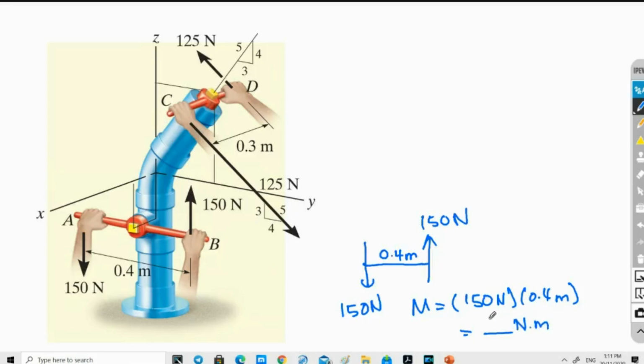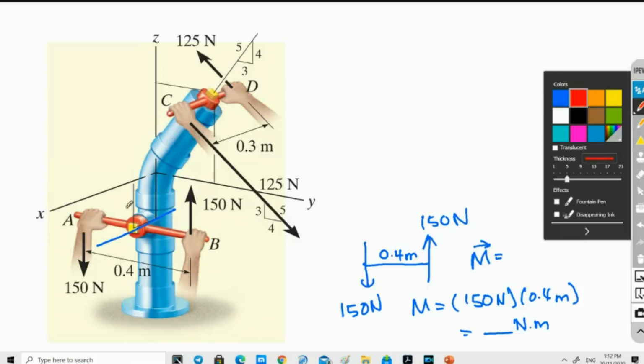But what about the rotation? What if we want to find it in terms of vector? You can see this is rotating about this axis, which is parallel to the x-axis, and the rotation itself is rotating like this, correct? If you put your right hand here, with your four fingers rotating like this, your thumb will be in that direction. So in that case, you will see that the unit vector will be positive i, because it is in the positive x-axis.